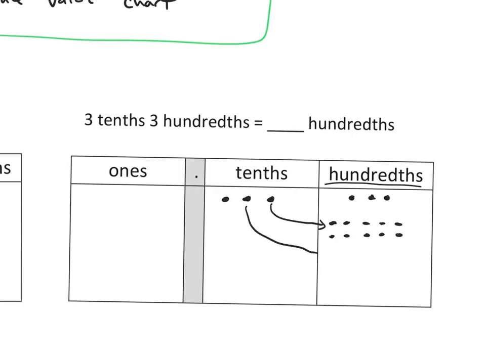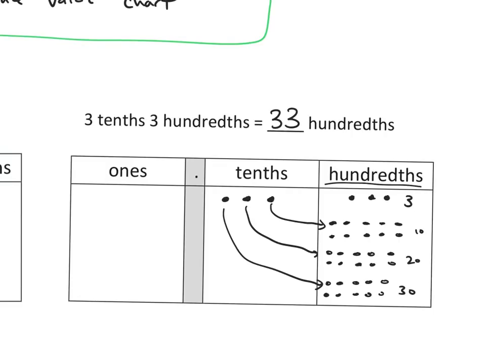So there's the first tenth unpacked into hundredths. There's the second. And there's the third. So I have 10, 20, 30 hundredths plus the 3 I had up above. So that gives me 33 hundredths. And you might have noticed that those are actually the digits that we had in our original problem. So this 3 kind of became the tenths place, and this 3 kind of became the hundredths place. So 3 tenths and 3 hundredths is also equal to 33 hundredths.